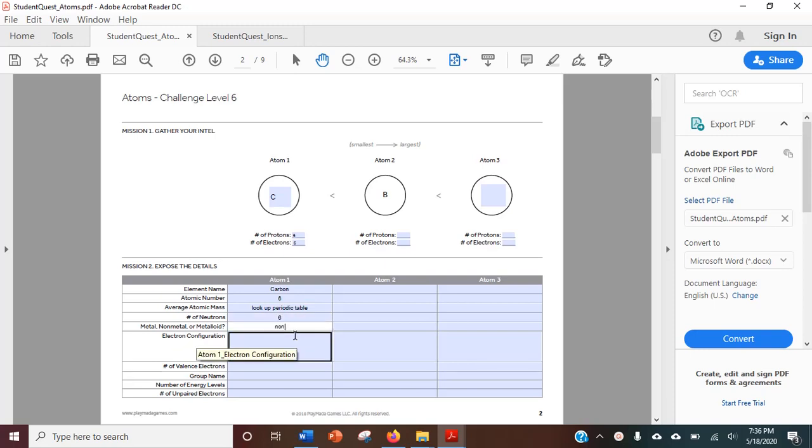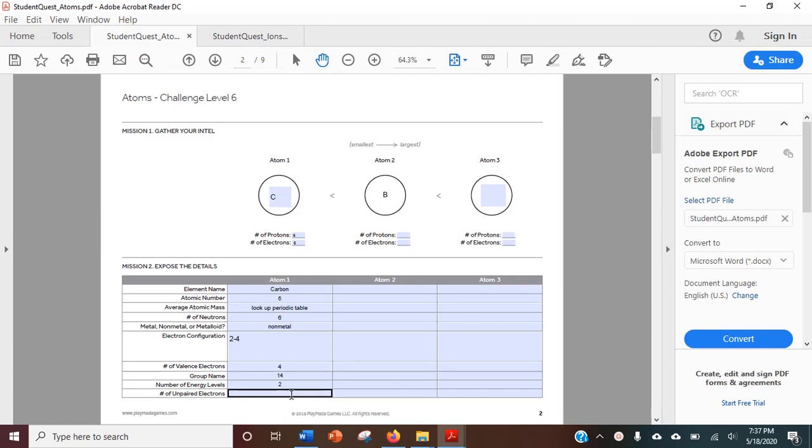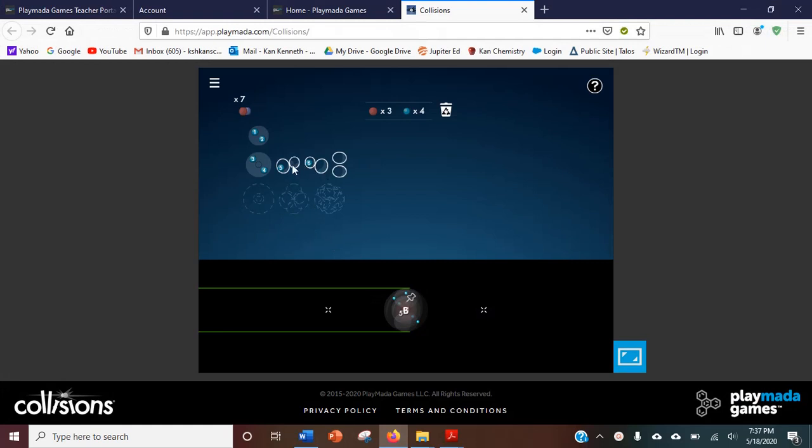Carbon is a non-metal. Electron configuration for carbon is 2-4. How many valence electrons? 4. The group name, so basically just write the group number, so group 14. Number of energy levels, there's 2. Number of unpaired electrons. How many electrons are unpaired? Let's look back to figure that out. Notice there are 2 electrons that are not paired up in the orbital. So just write 2. They're by themselves, if you look over here in the orbital.